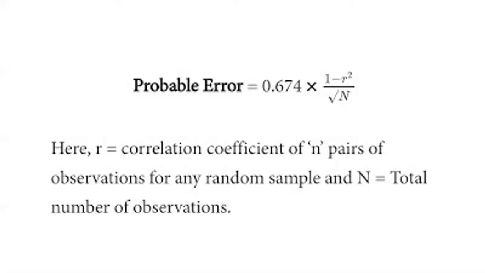So what is the probable error? It is 0.6745, and till 3 decimals we have to remember 0.674, into (1 minus r square) upon root n. Here r is the correlation coefficient of the pairs of observations for any random sample, and n is the total number of observations.